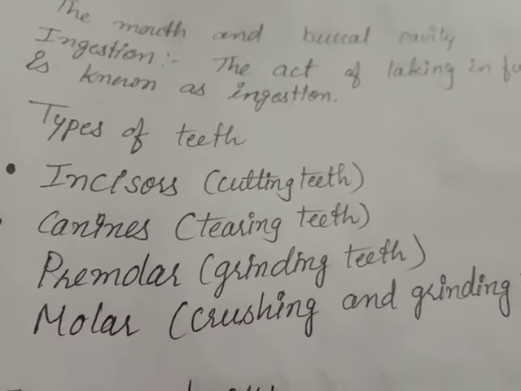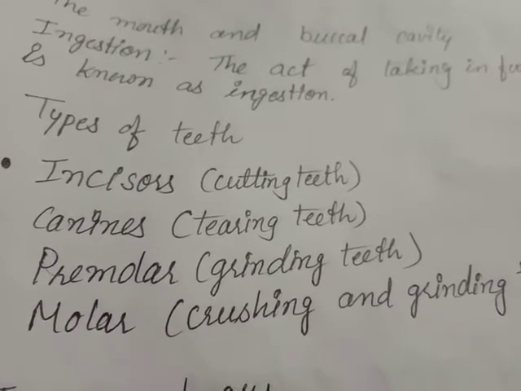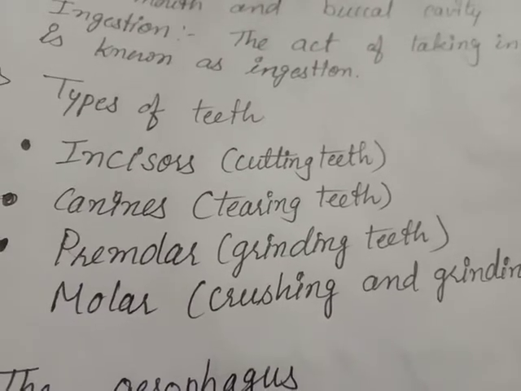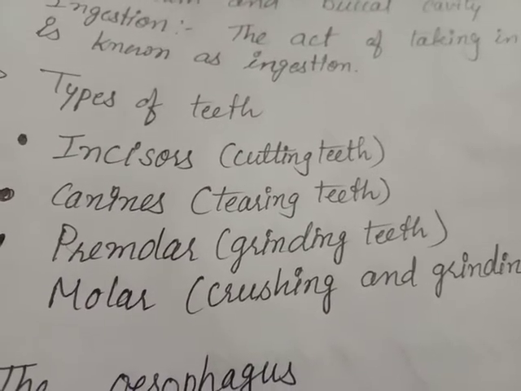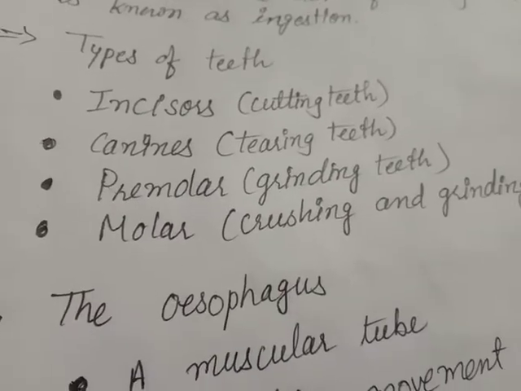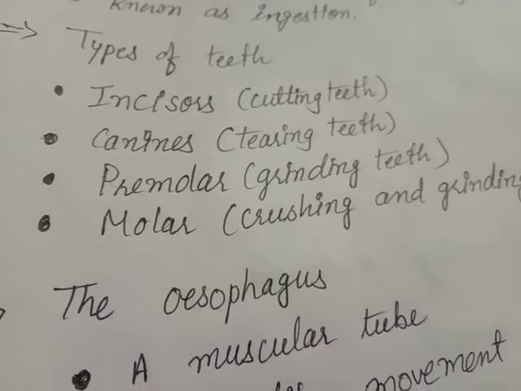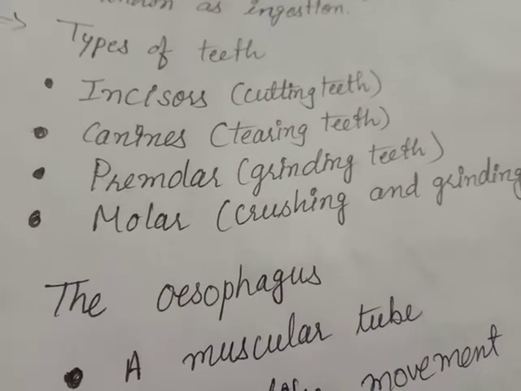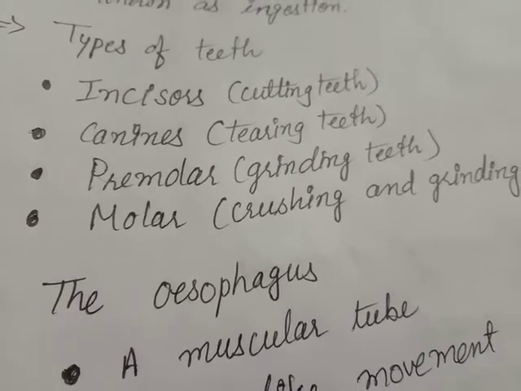The teeth break the food into small pieces in the mouth. The area between the teeth and cheeks is known as the buccal cavity. Types of teeth. There are 4 types of teeth: incisor, canine, premolar and molar.